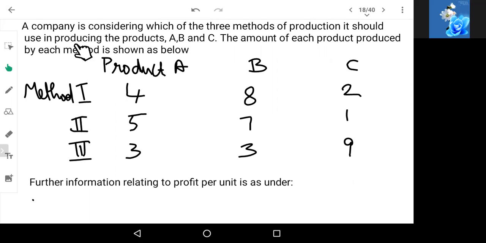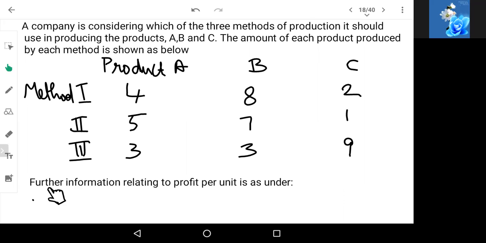Okay, so they're asking us, out of the three different methods, which method is profitable, which method will give me more profit. So let's read that once again. A company is considering which of the three methods of the production it should use in producing the products A, B, C. The amount of each product produced by each method is shown as below. So this is the amount of each product, or nothing but how much production is done for each product. So this is a production number. This is the first part.